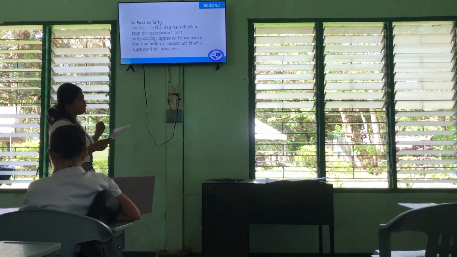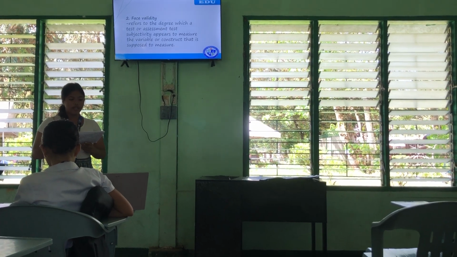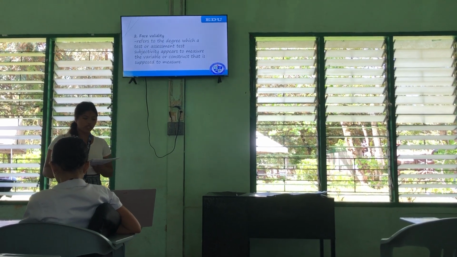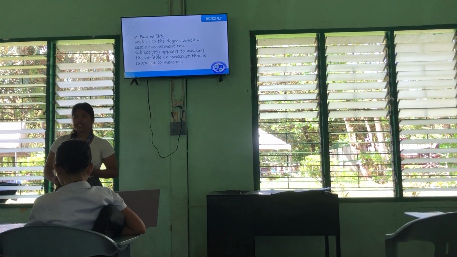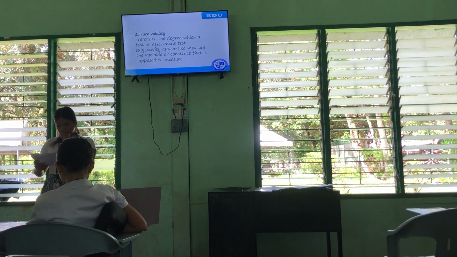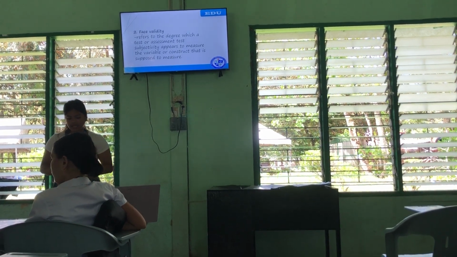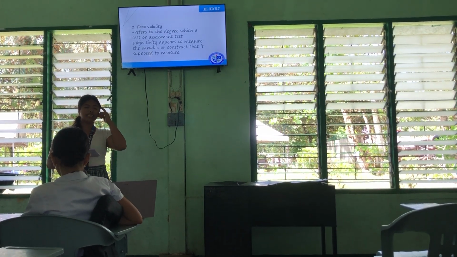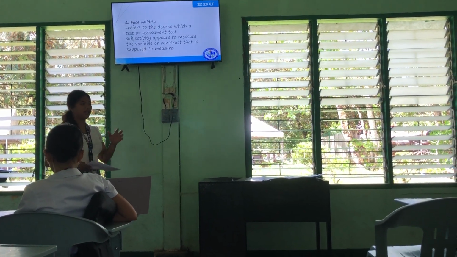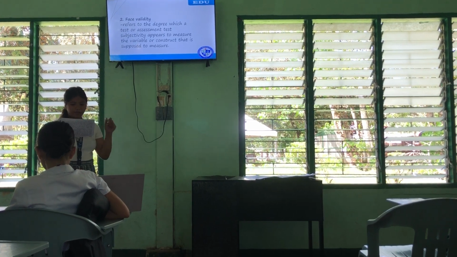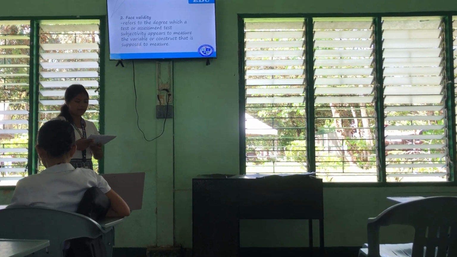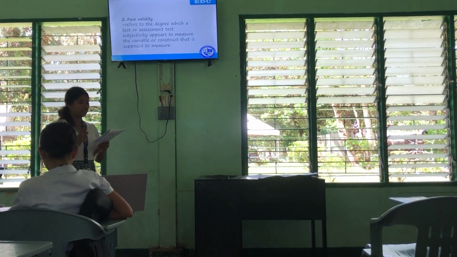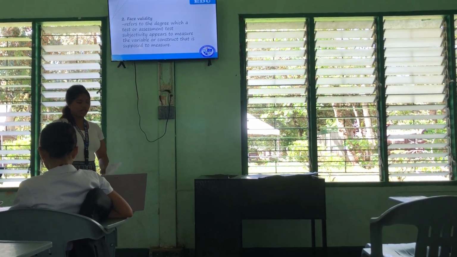For instance, if you see a test called math skill assessment, and the questions are all about addition, subtraction, and multiplication, it has a good face validity because it looks like it's testing math skills. It's like judging a book by its cover. It's about the first impression and whether the test appears to be on the right track with what it's trying to measure.